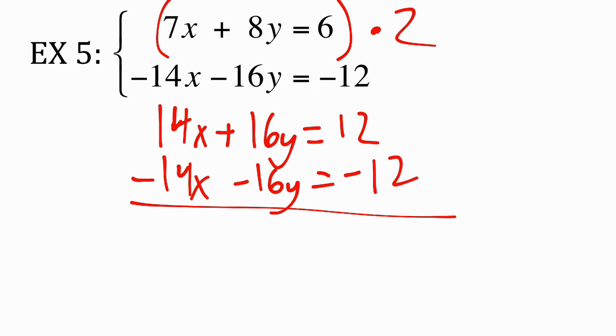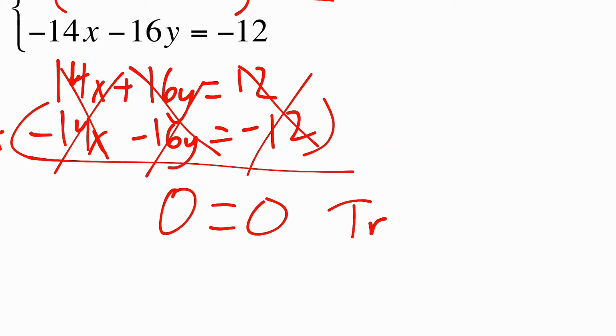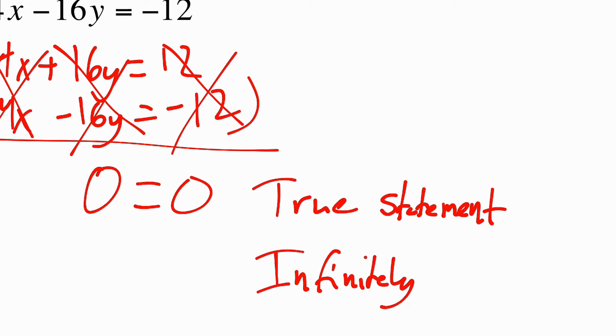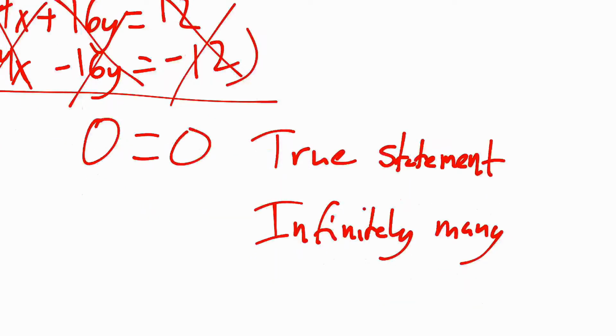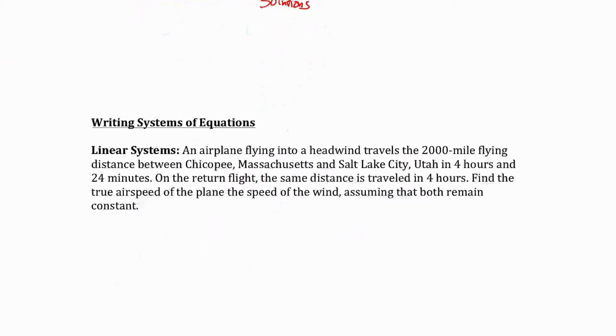So when we add these two together, the negative 14x and the 14x cancel out. The negative 16y and the 16y cancel out. The 12 and the negative 12 cancel out. We're left with 0 equals 0, which is true. This is a true statement. There's not a single value of x and y that makes the statement false. So we're going to say there are infinitely many solutions. They are effectively the same line. So that's when we would see that.